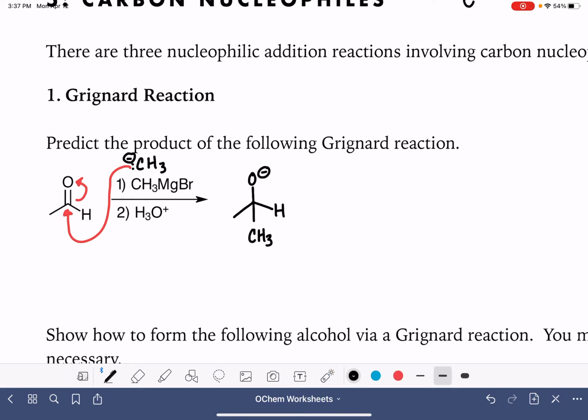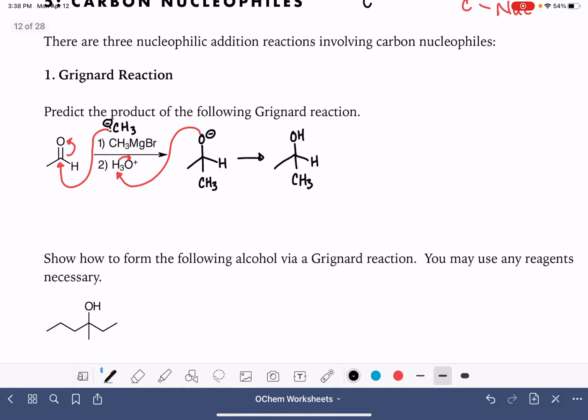And then that is protonated with, in this case, H3O+. It could also be protonated with water. Just one of the hydrogen atoms goes onto the oxygen with a negative charge. And so that gives us, like I said, the alcohol.